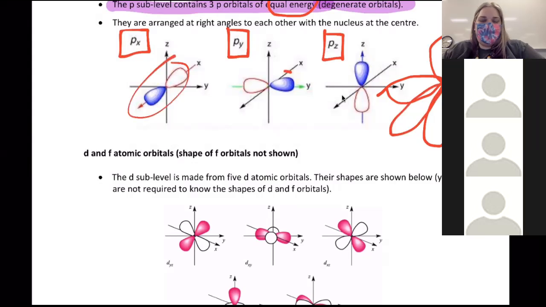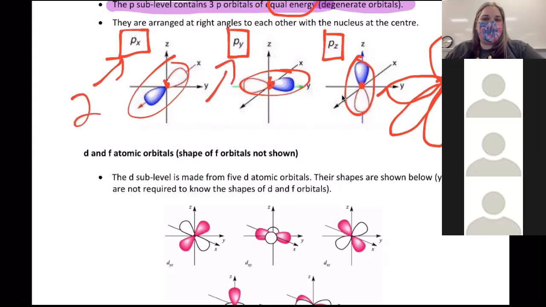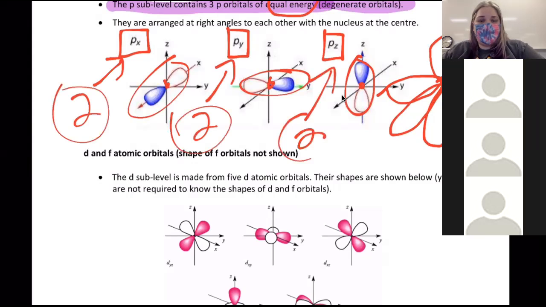And so each of these can hold 2 electrons. The px can hold 2 electrons, the py can hold 2, and the pz can hold 2. So that's why every p sublevel can hold 6 total, because each of their orbitals can hold 2. Okay. And they're all equal energy. So we have some rules to follow when we fill them because there are multiple orbitals on a p sublevel. And we're going to talk about that a little bit later.